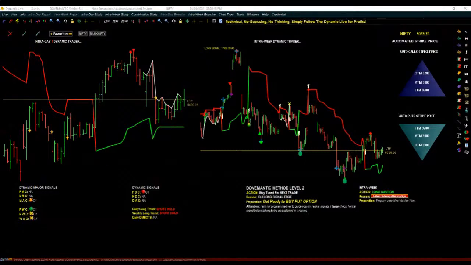Now you can see here, whenever an edge point is reached, you can once again look at the reason. As of now, the reason is written as ID3 long signal edge. It means this is the edge point it is referring to.